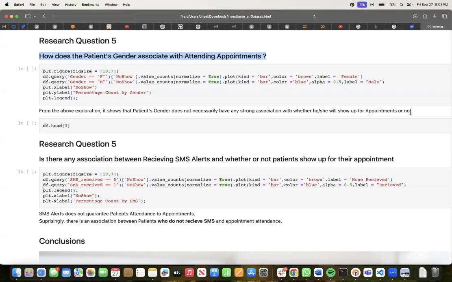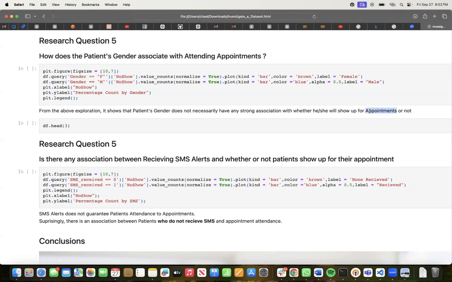I started off by saying that females might tend to miss appointments because of this and this reason, and that is the reason why I am putting gender there. Now I explore the data and I'm telling you that it shows that patient gender does not necessarily have any strong association with whether or not they will show up for appointments. Do you get it? Very tricky, deviating from your normal rule of thumb. That is why data is very specific to use cases. It's not about what you think, it's about the use case at a very specific point in time. Or what you assume may not be the case.